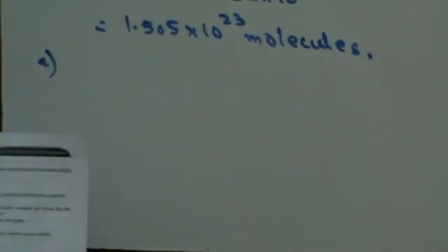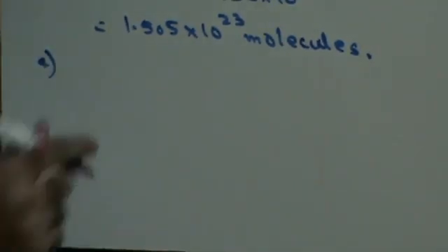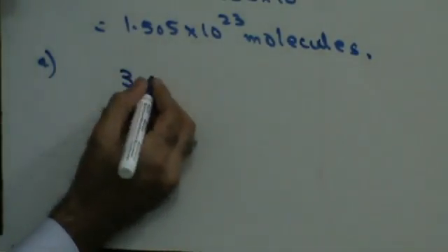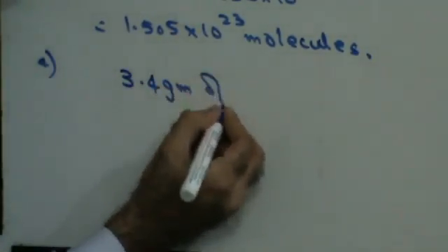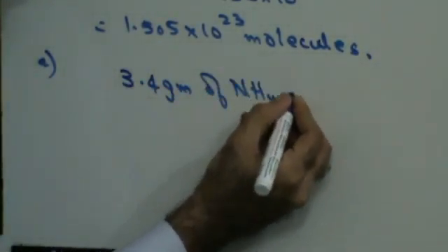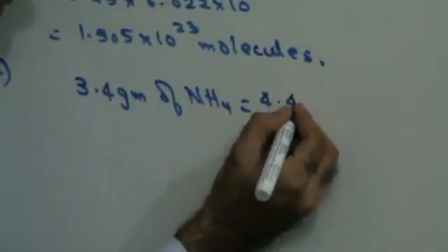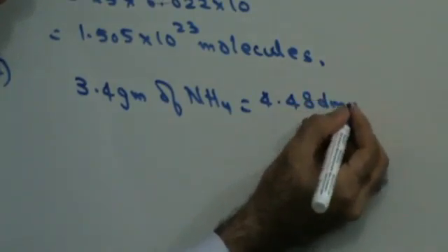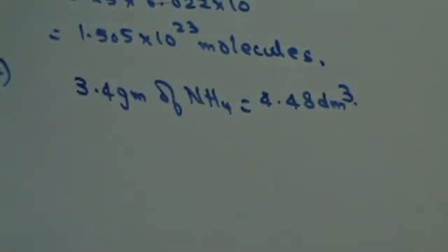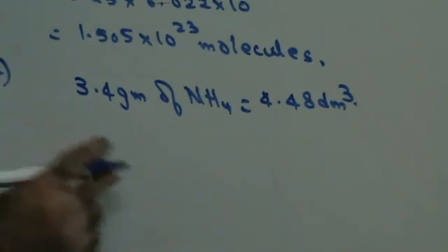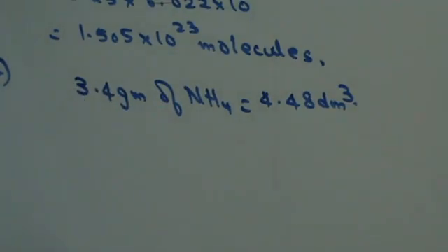Now see, what have they given you in the sum? The sum says that 3.49 grams of ammonia occupies 4.48 decimeter cube. Okay. Now, we know that 1 mole of a gas occupies 22.4 decimeter cube.